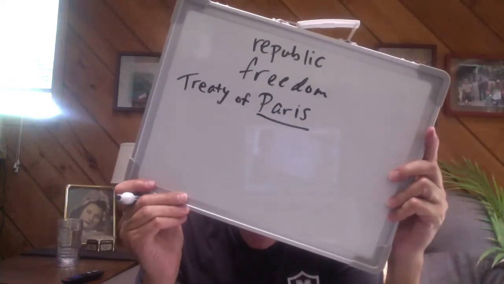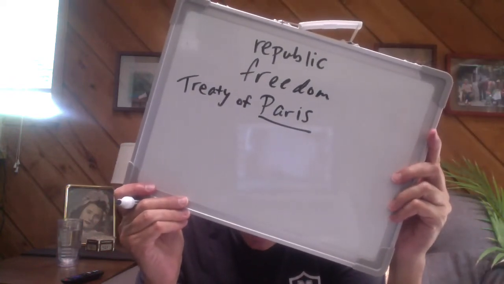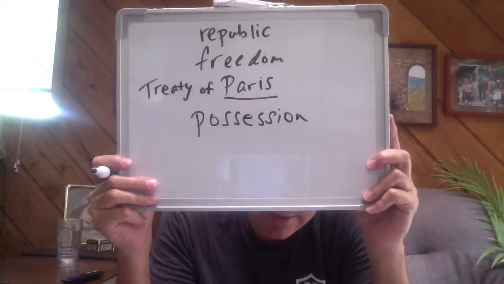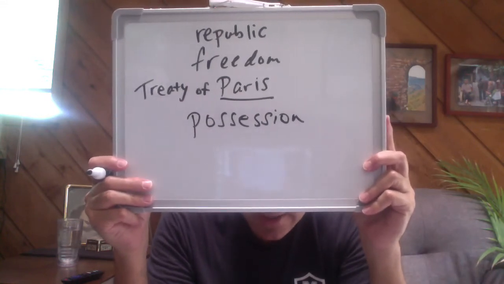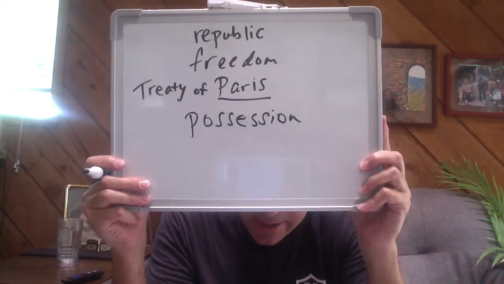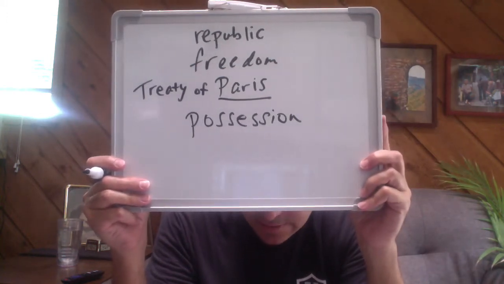So when the Treaty of Paris made the Philippines a US possession. So what is a possession? A possession is something that you possess. What is something that you possess? Something that you own. So the US basically owned the Philippines, okay?